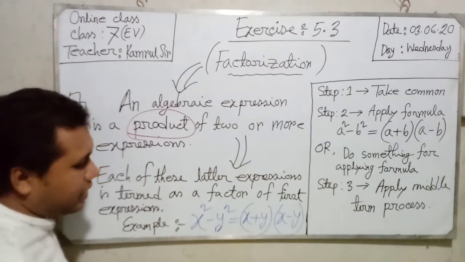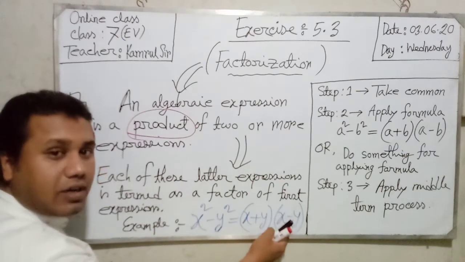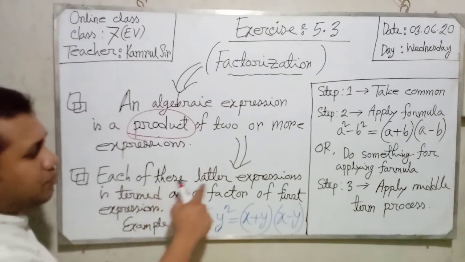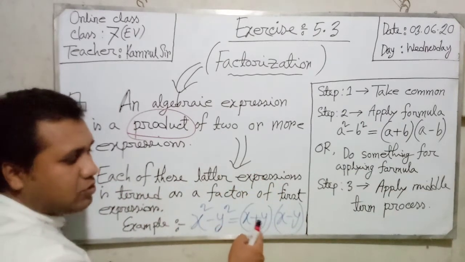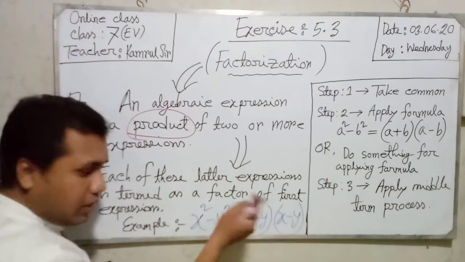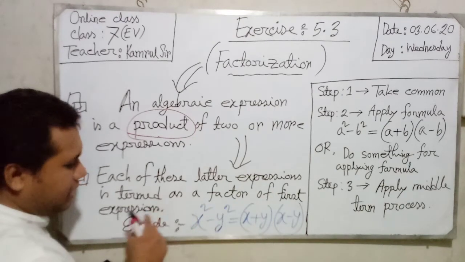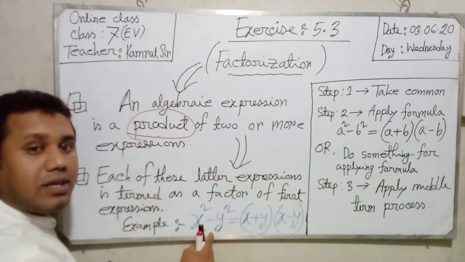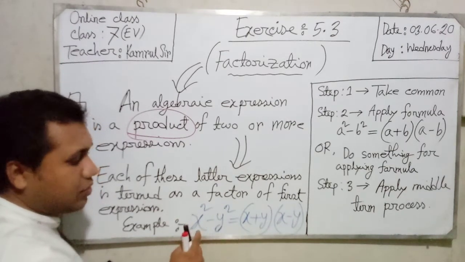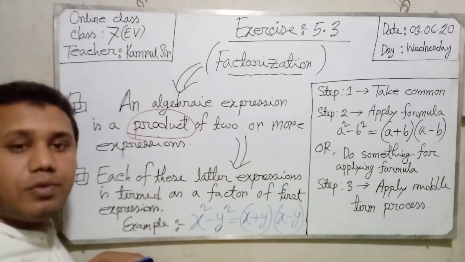We can say it is resolved into factors. Now this x plus y and x minus y are the factors of this expression. Each of these latter expressions, that means x plus y and x minus y, we can say they are factors of the first expression, that means x square minus y square. So these two are factors of x square minus y square. Clear? So this is our basic concept of factorization.